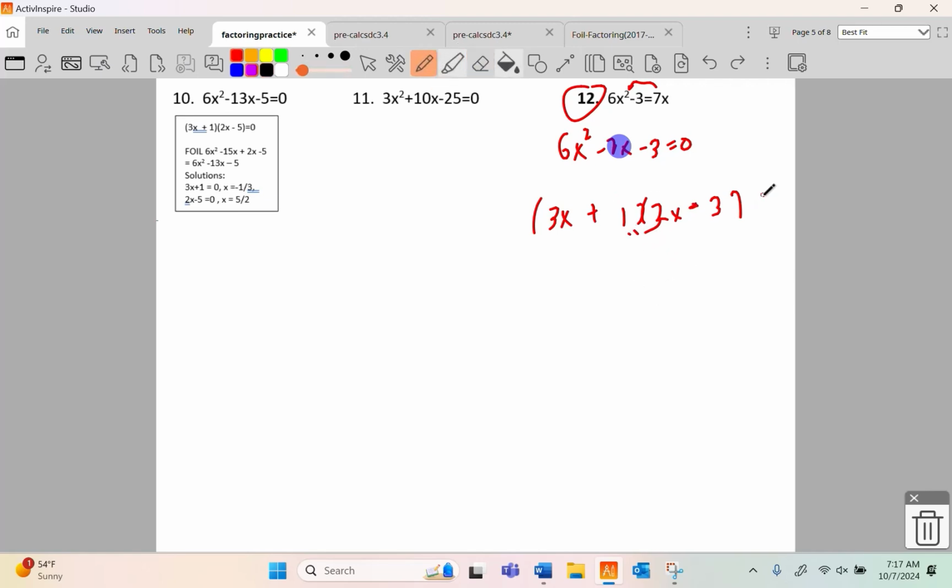There we go. Still need to use the zero product property, so 3x plus 1 is 0, or 2x minus 3 is 0. We subtract 1 from both sides. We divide by 3. X is -1/3. We add 3 to both sides. We divide by 2, or x is 3/2. Easy peasy, lemon squeezy.